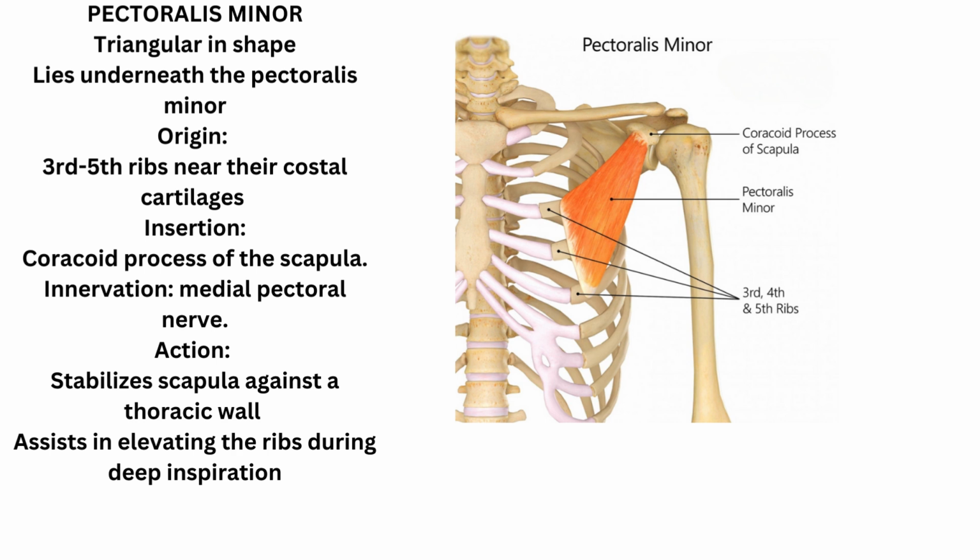Pectoralis minor is innervated by the medial pectoral nerve. It stabilizes the scapula by drawing it inferiorly and anteriorly against the thoracic wall. It also assists in elevating the ribs for deep inspiration when the pectoral girdle is fixed or elevated.